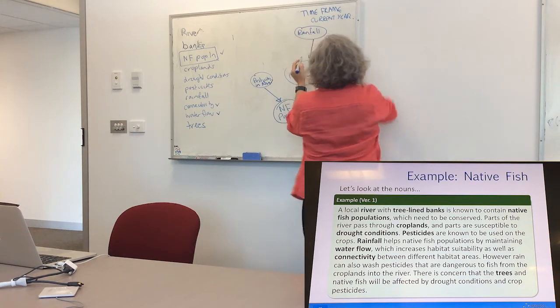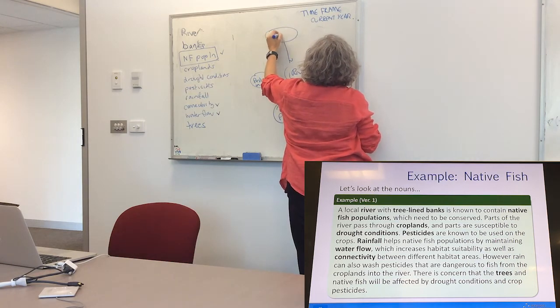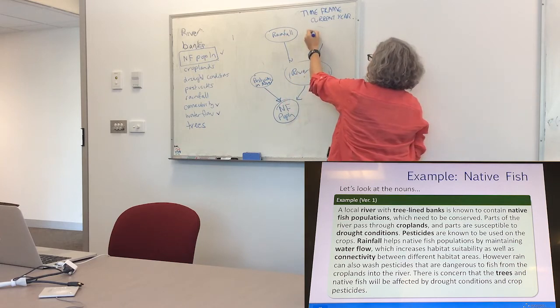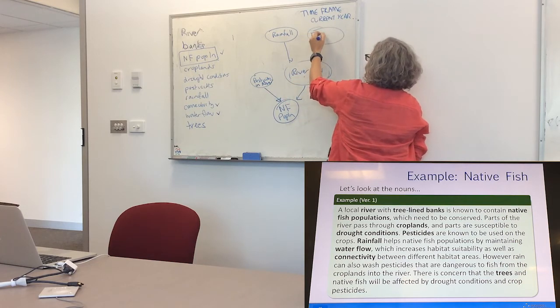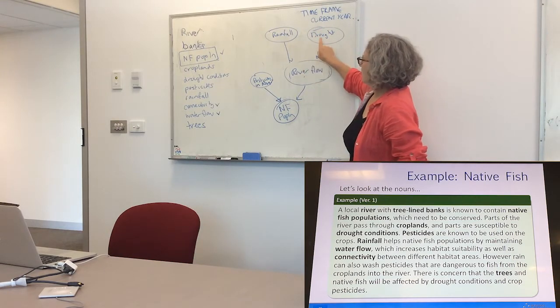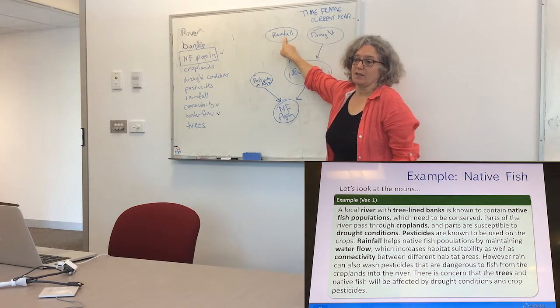Actually, put that across. Rainfall. And I'll put for you, basically the drought. One way to think about it is if it's been really dry for a long time, even if it rains, less of it will get into the river.